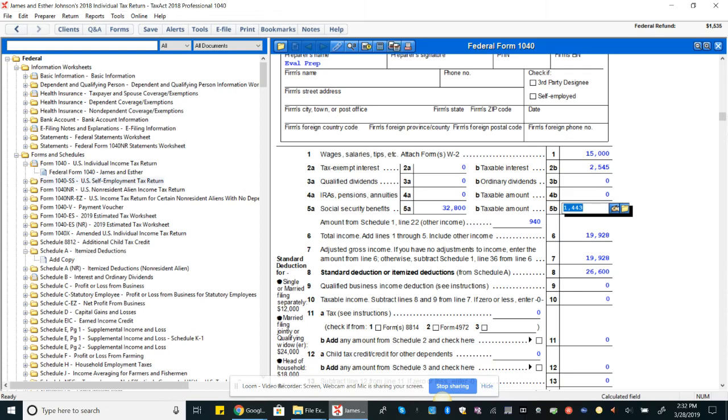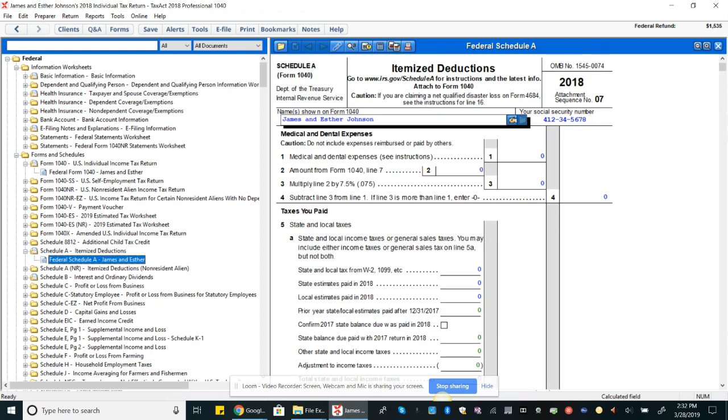Hi guys, we are on to itemized deductions, and that's Schedule A right here. You can see on the left, I just selected it, and I'm going to click Add a Copy. So now we have a copy of our Schedule A itemized deductions. And now we're going to continue down the problem.